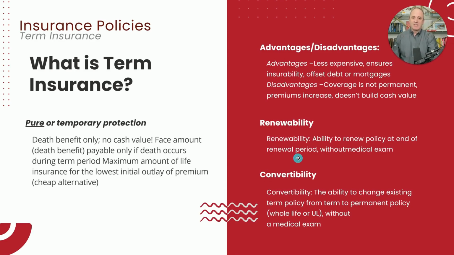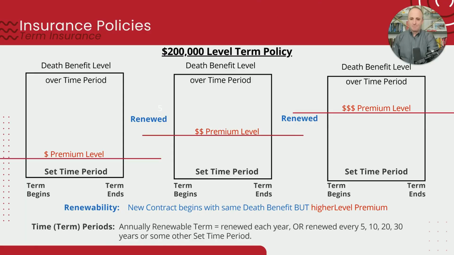The advantage is it costs less. It ensures that you are insurable. It could be used for debt or mortgages. And the disadvantage is if the policy is a 30-year policy and the person passes away at 30 years and 1 day, there's no coverage provided. It can be renewed at the end of the renewal period. That's the upside. The downside is typically it's more expensive. And it can also be converted. A term policy in many cases can be converted to a whole life or a universal life policy, and it's typically going to be without a medical exam.